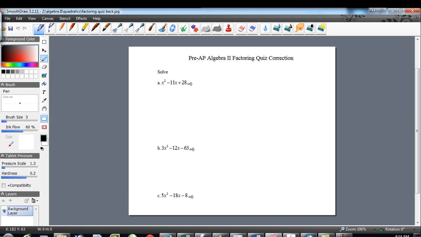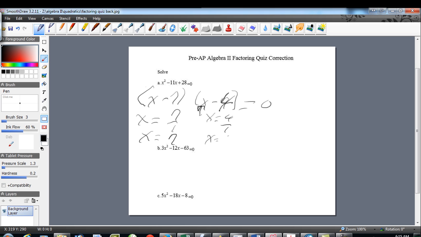Here's the back side. You gotta solve these. So all you're doing is factor x minus 7, x minus 4 equals 0. All you gotta do is look at the answer, change the sign, divide by the number in front. X equals 7. Change the sign, divide by the number in front. X equals 4.